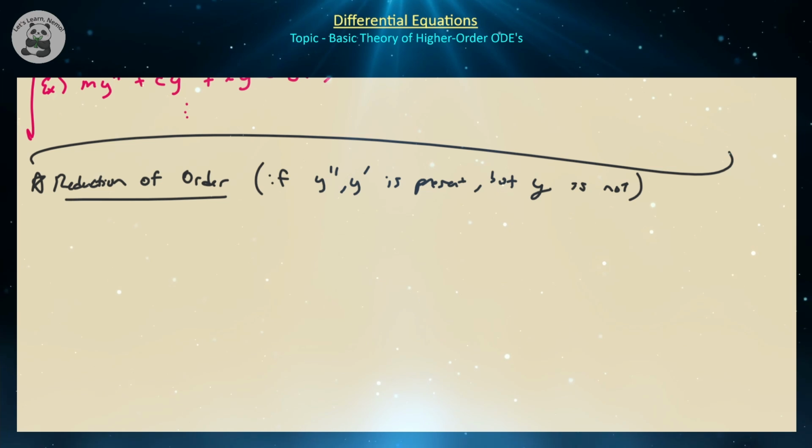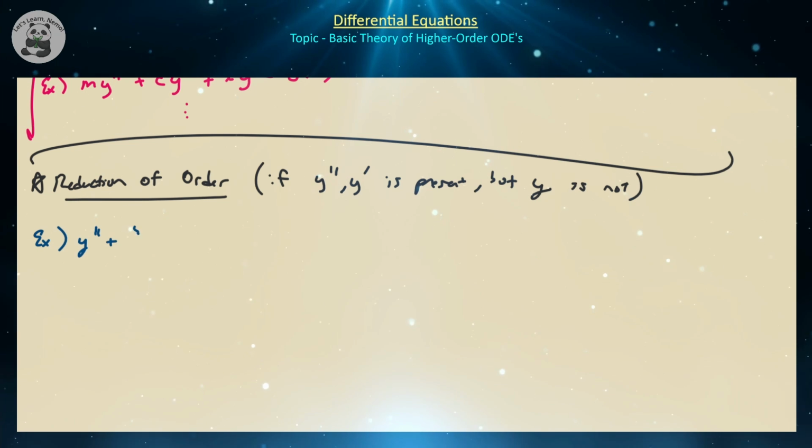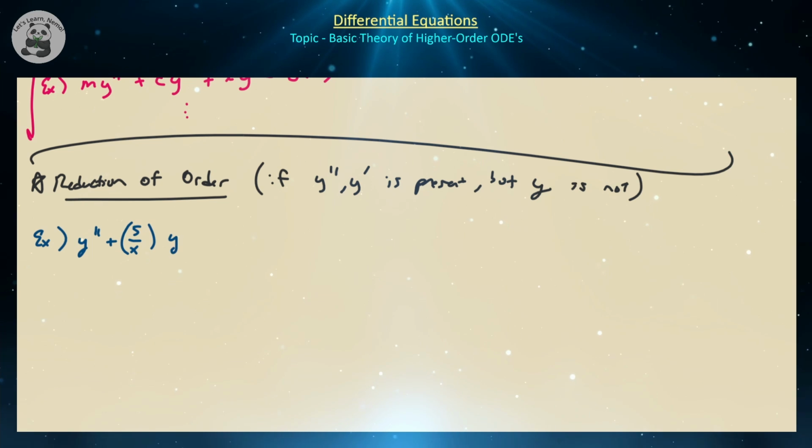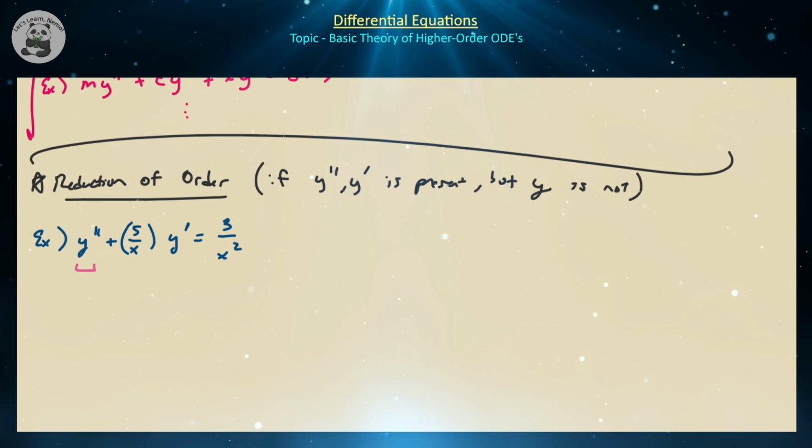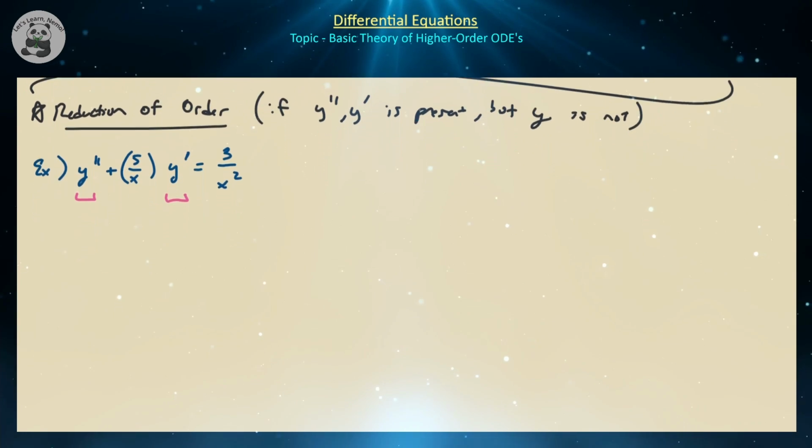So for example, let's look at one of these: y double prime plus 5 over x y prime is equal to 3 divided by x squared. Notice that this is going to be a second order differential equation. We have our y double prime here and some other stuff elsewhere. But notice that there's no y term here. So we'll just have y double prime and y prime.